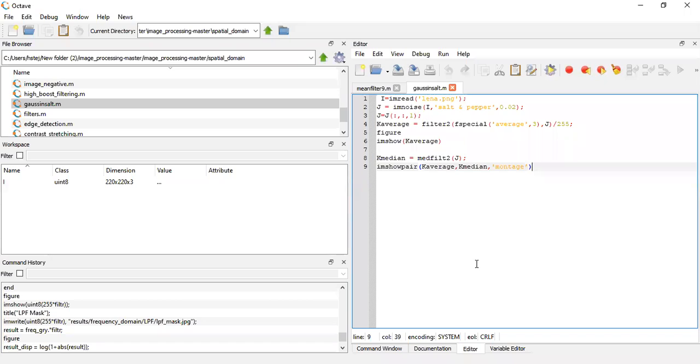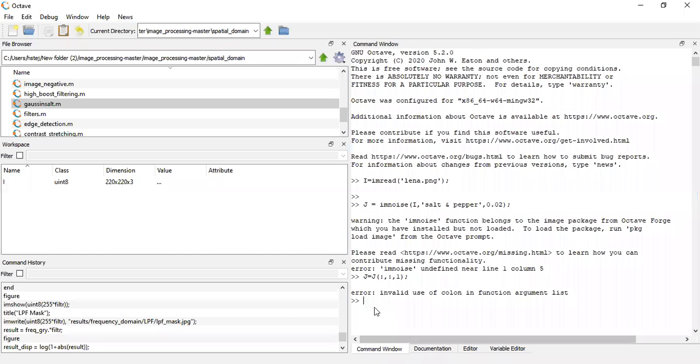So today we wanted to solve the adaptive filter, but that is not possible actually. So I is equal to imread lena.png, then J is equal to imnoise I, salt comma pepper. So this is the noise, salt and pepper noise we have to add. Now I will run up to this. Already I have executed.